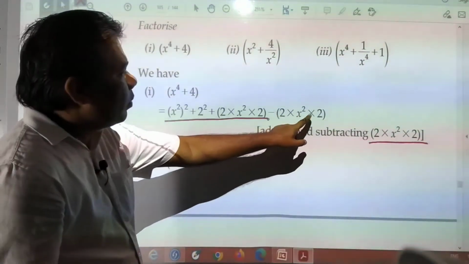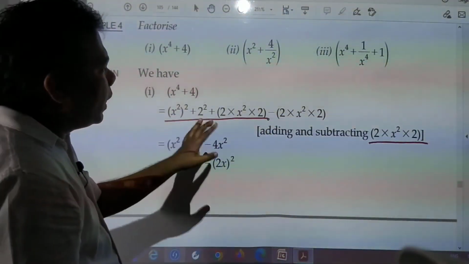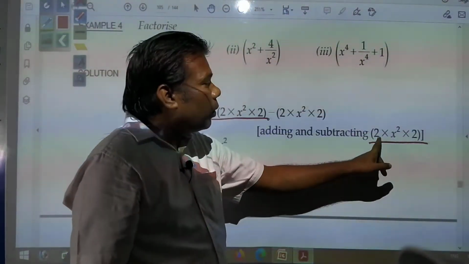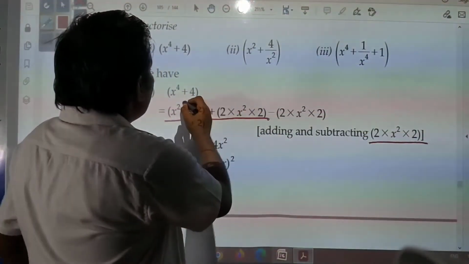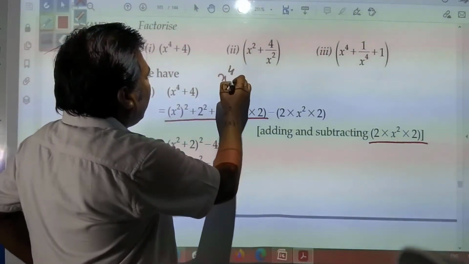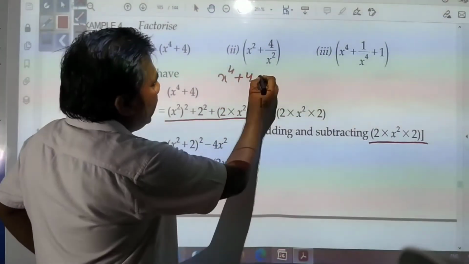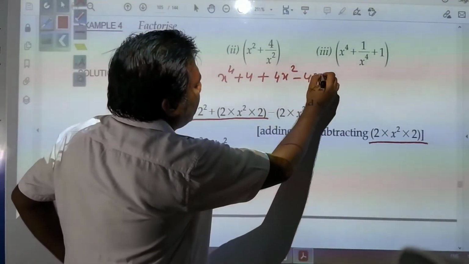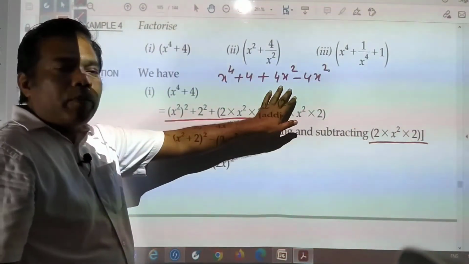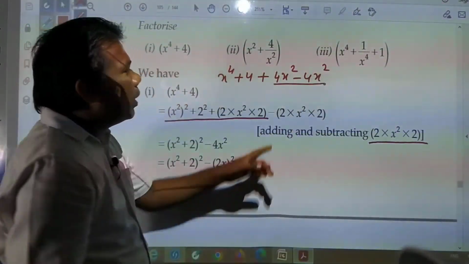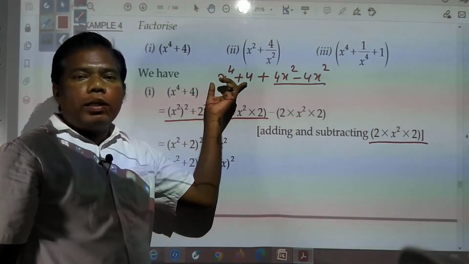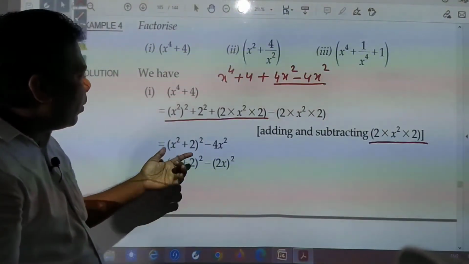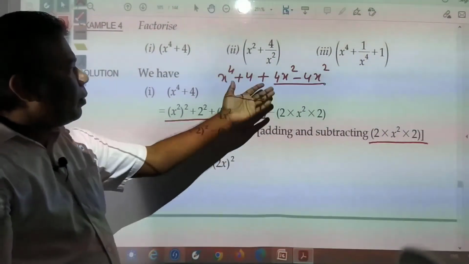and minus 4x square. So what has been done? 2x square into 2 if you are writing, means what? 4x square if you are writing. So simply what has been done? X to the power 4 plus 4 you had, and here it has been added 4x square and has been subtracted 4x square. So if you are adding and subtracting 4x square in this, value will not change. So simply why this has been done? To get into the formula, so that in formula it can be converted.